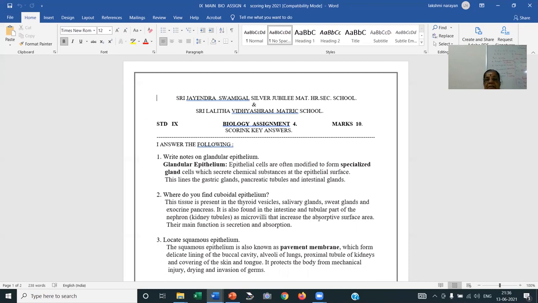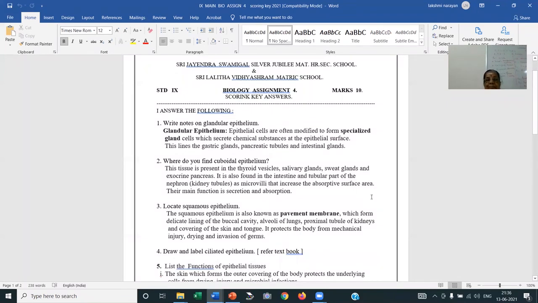It lines gastric glands, pancreatic tubules, and intestinal glands. Then where do you find cuboidal epithelium? This tissue is present in thyroid vesicle, salivary gland, sweat gland, and exocrine pancreas. It is also found in the intestine and the tubular part of the nephron, that is kidney tubules, as microvilli increase the absorptive area.